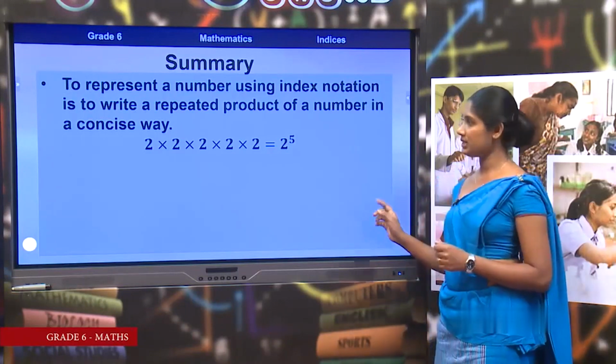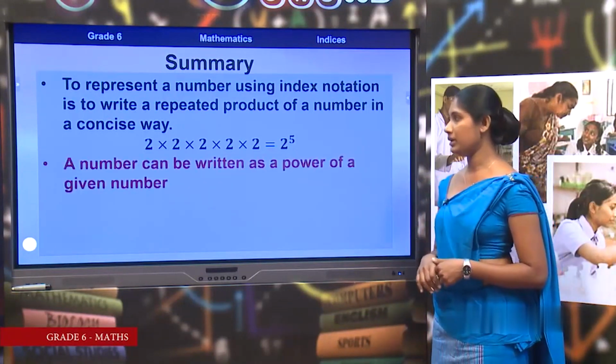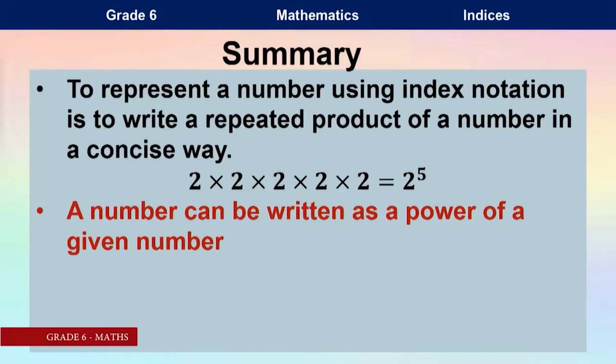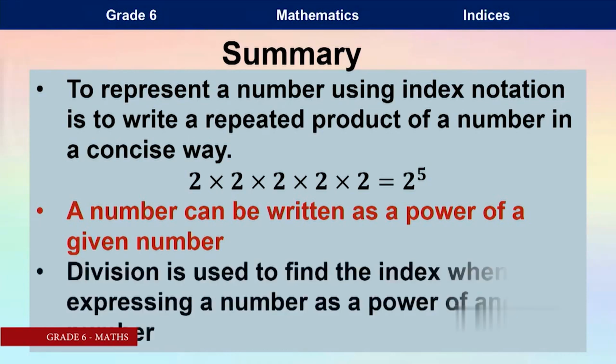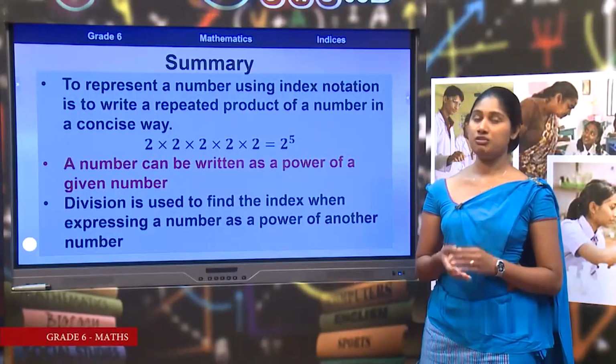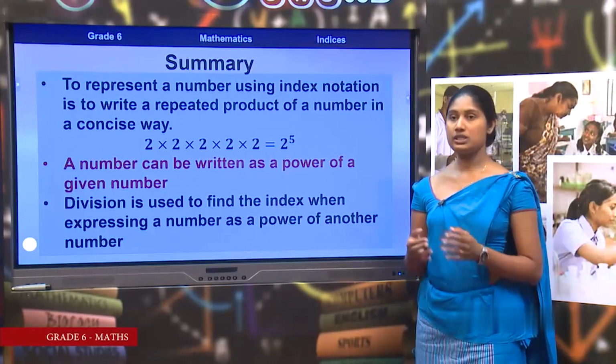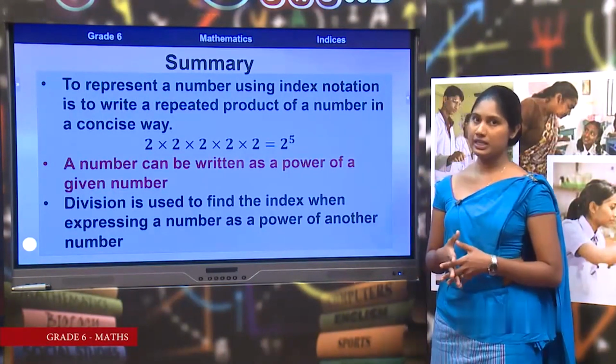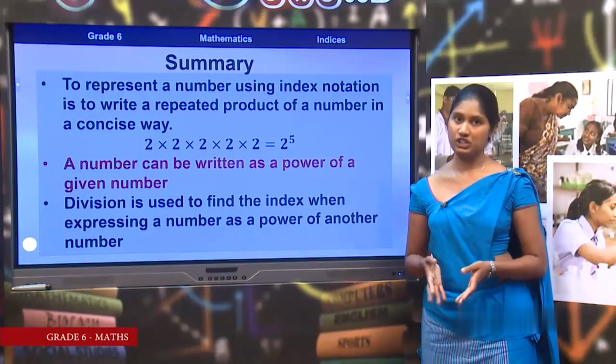So, remember those things. The next one, a number can be written as a power of a given number. To write it as a power of a given number, what is the method we can use? That is the division method. Division is used to find the index notation when expressing a number as a power of another number. I told you, you can use the division method when we write a number as a power of another number.